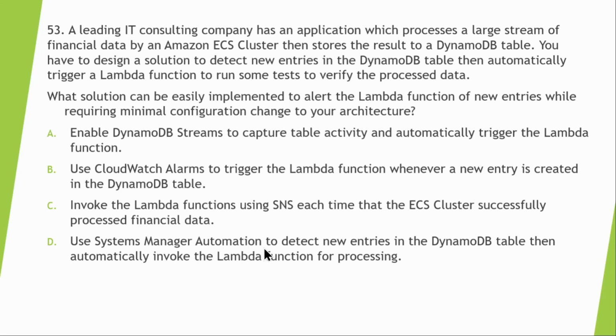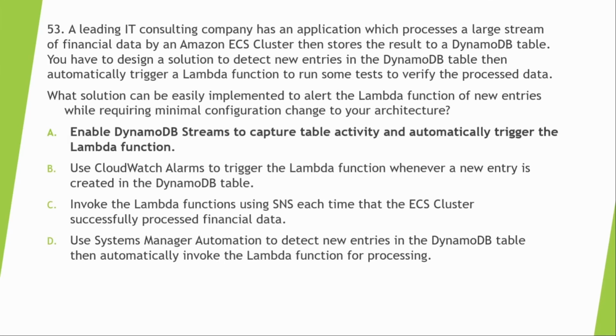Use Systems Manager Automation to detect new entries in the DynamoDB table, then automatically invoke the Lambda function for processing. Why is this incorrect? Because you can use this automation service primarily to simplify common maintenance and deployment tasks of EC2 instances. It does not have the capability to detect new entries in a DynamoDB table. So the correct answer is you will enable DynamoDB Streams.